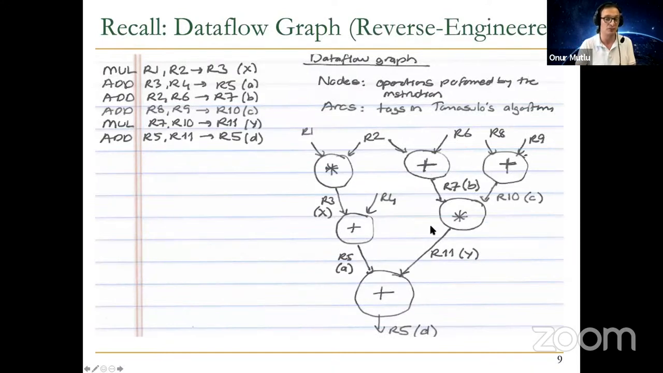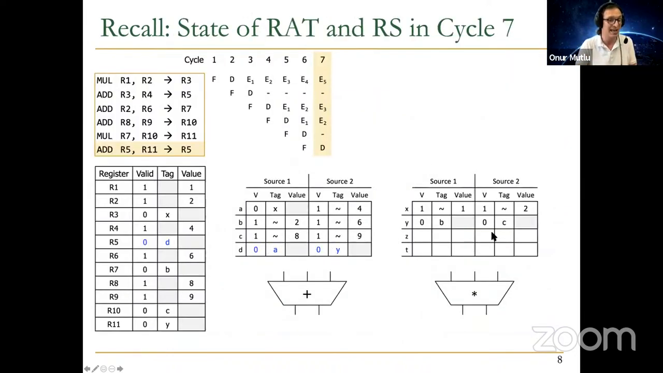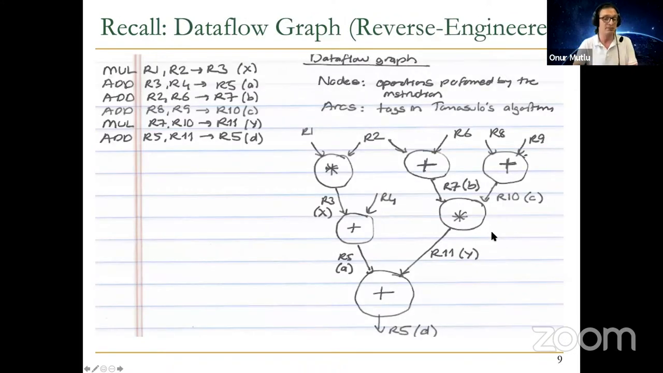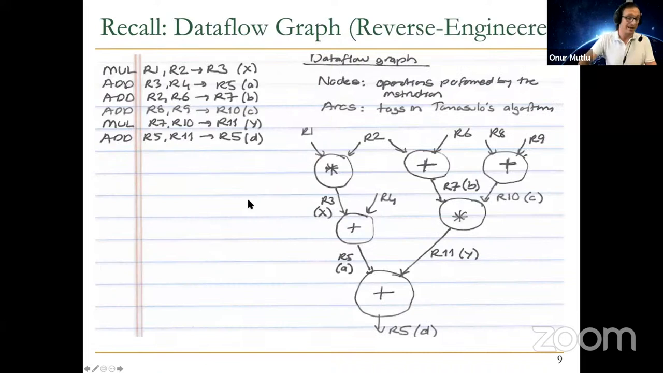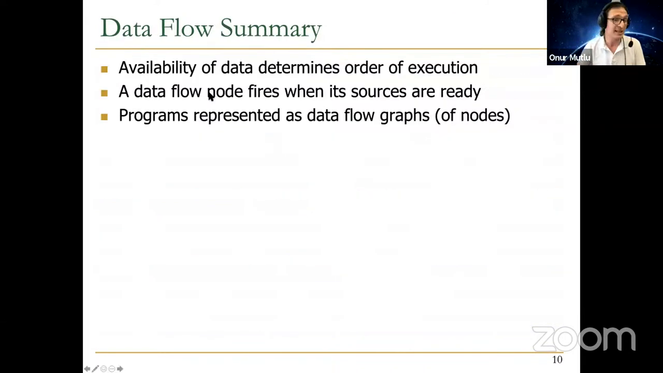Each instruction is a data flow node over here, as you can see, and you can figure out what type of instruction it is based on which reservation station it is sitting at. And you can reverse engineer the sources, as we have discussed, by looking at the tags and how the different tags are linked to different values and reservation stations. Basically, a data flow node, an instruction, fires when all of its sources are ready, and programs are represented as data flow graphs of nodes. This is data flow at the ISA level. At the ISA level, you represent the programs as data flow graphs.